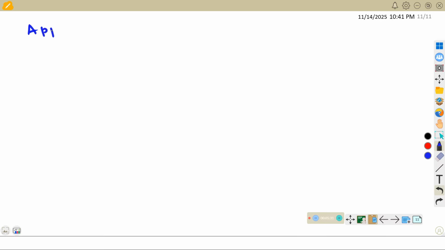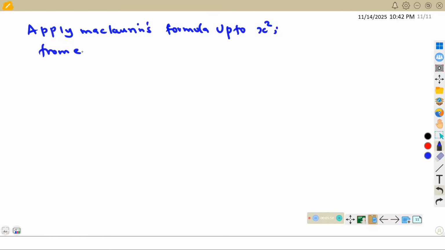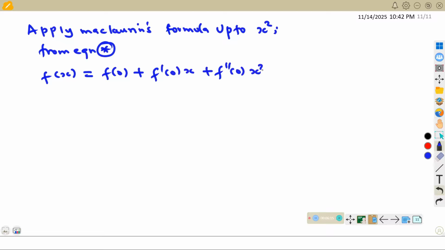So next we are saying, let us apply Maclaurin's formula up to x to power 2. So in other words, we are referring from equation star. It means our f of x will be equal to f of 0 plus f derivative of 0 times x, plus f double derivative of 0 times x squared over 2 factorial, plus other terms.